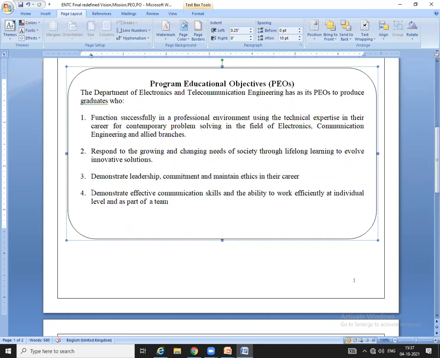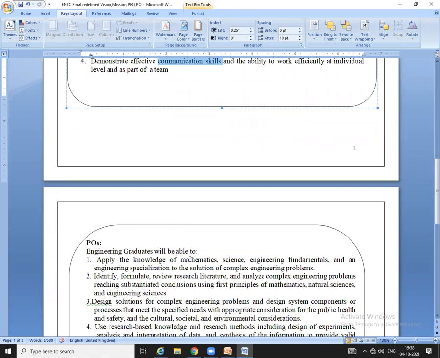And the fourth PEO is to demonstrate effective communication skill and the ability to work efficiently as an individual and as part of a team. This is also very important for getting recruited in a good job, a good profile company. How much you are working on communication skill, we are not really aware at this stage, but as you are in third year, you have a chance to improve yourself, because the first impression is the communication. If it is well and good, it will definitely affect your next task, that is the technical answering. At the time of interviews next year, it will definitely help you.